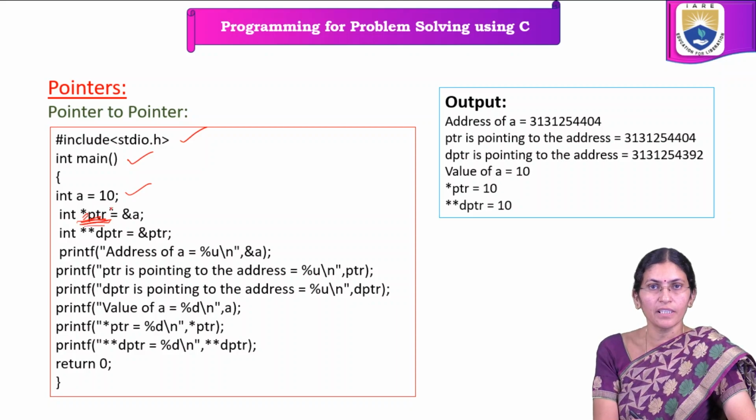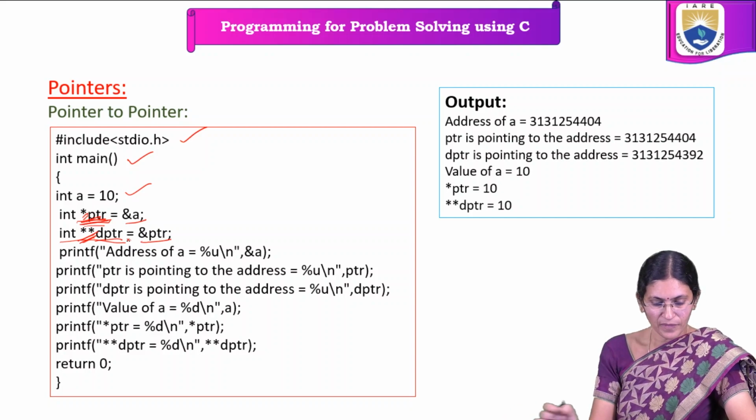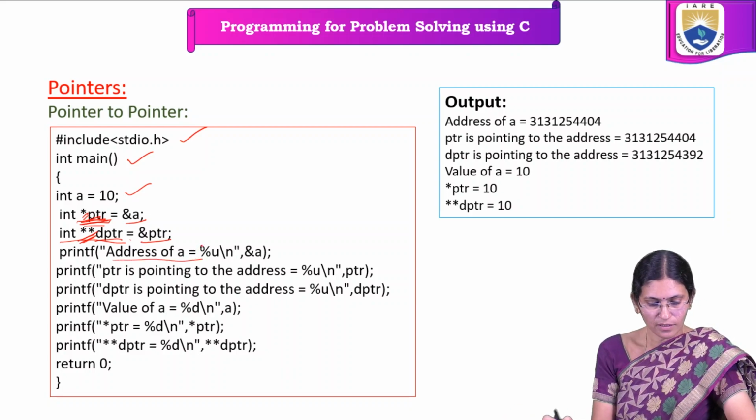Star PTR is equal to ampersand a, and this is a double pointer. The name of the pointer is preceded by two asterisk symbols, or two stars, and this is assigned the address of PTR. So a double pointer is a pointer to a pointer, holding the address of another pointer. A is a variable, so it will have some address. That address can be printed by ampersand A.